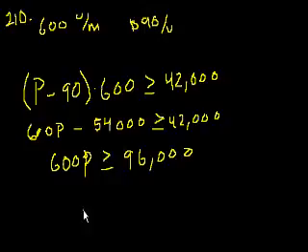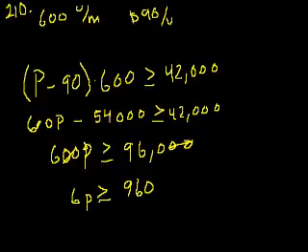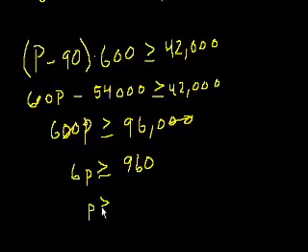600P has to be greater than or equal to 54 plus 42, which is 96,000. And just to simplify things, let's divide both sides by 100. So you get 6P has to be greater than or equal to 960. And then P has to be greater than or equal to, we don't have to worry about the inequality flipping because 6 is a positive number. 6 goes into 96 16 times, so it goes into 960 160 times. So the minimum selling price is $160, which is choice D.